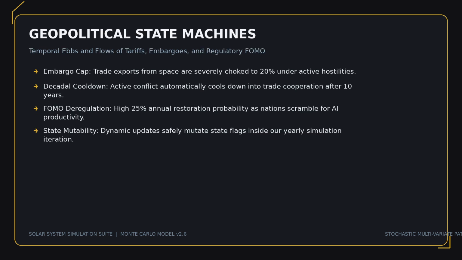Our simulation manages geopolitical friction using a detailed temporal state machine. If an off-planet secession commences as a hostile embargo, trade exports are capped at just 20%. However, this embargo does not last forever. An internal counter tracks the years, naturally cooling the friction down into peaceful trade cooperation after exactly 10 years. Concurrently, regulatory FOMO checks simulate a 5% risk of severe AI regulations, which accelerates defection and corporate flight, or a 25% chance of complete deregulation as nations race for survival.